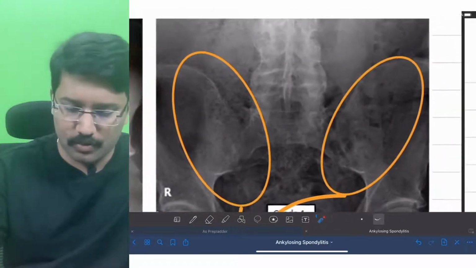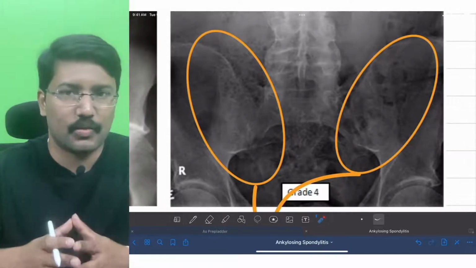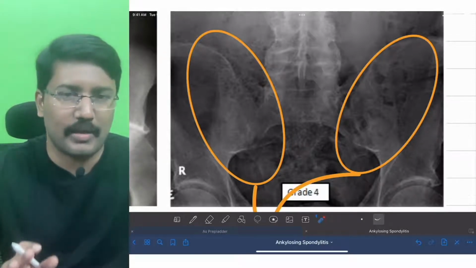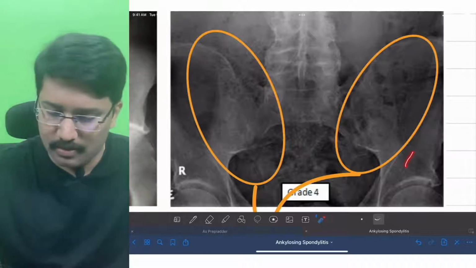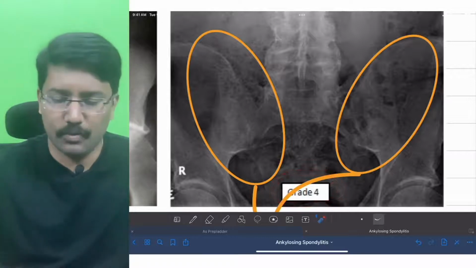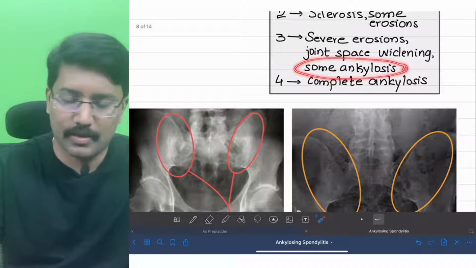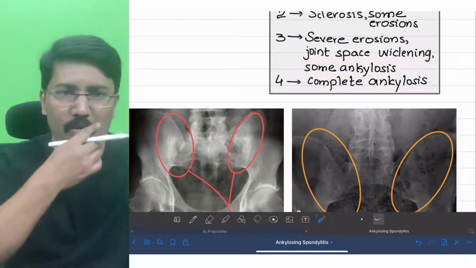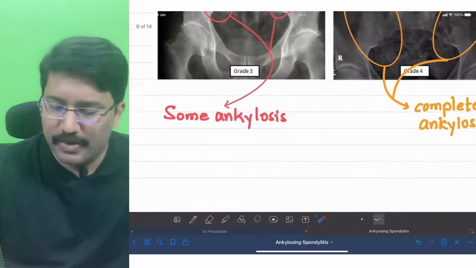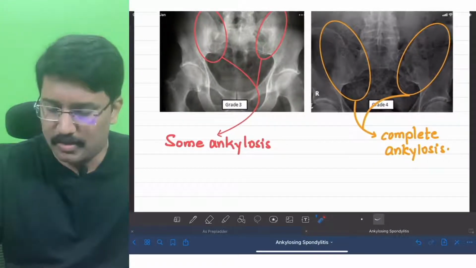Now let us go through one more image, right? So here is another image. Literally we cannot tell where the sacroiliac joint is positioned, right? It is almost blurred because there is ankylosis or fusion. Difficult to say or pick up the joint line, right? So that is why this is grade 4. So in grade 4 there is complete ankylosis, and in grade 3 there is some degree of ankylosis, and it may be associated with joint space widening. And that is the grading of sacroiliitis on X-ray. Now why is this important? Because that grading is utilized in the diagnostic criteria or the classification criteria.